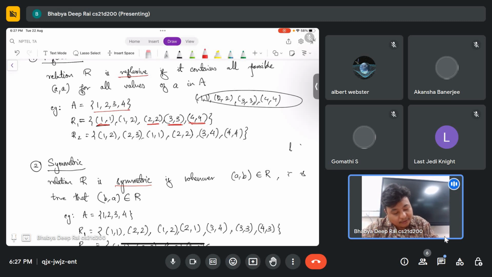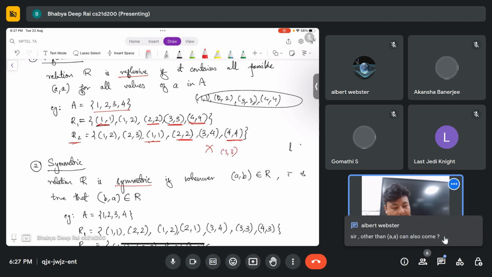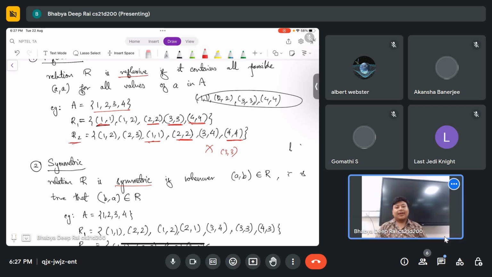Here R2. Here 1, 1 is there, 2, 2 is there, 4, 4 is there, but 3, 3 is not there. So other than a comma a can also come. Yeah, you can, Albert. For example, here you see that 1, 2 is there extra. So that is not a problem for us. As long as it contains 1, 1, 2, 2, 3, 3, 4, 4, it is fine.